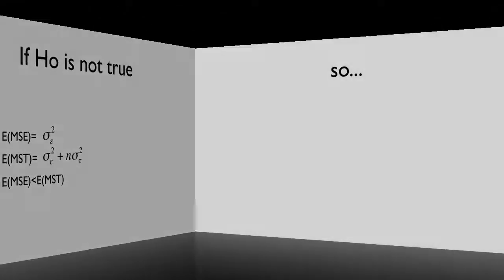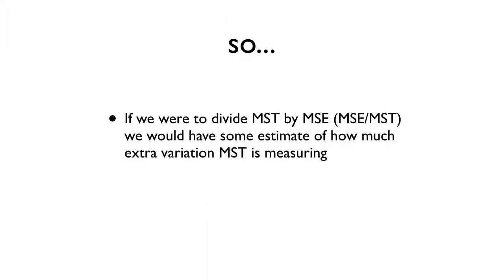What we're going to do is divide mean squared treatment by mean squared error. What this gives us is an estimate of proportionally how much extra variance mean squared treatment is measuring. So, to go back to Chris's question from 20 minutes ago, by analyzing variance, mind blown, we are going to be able to find out if the groups are different.